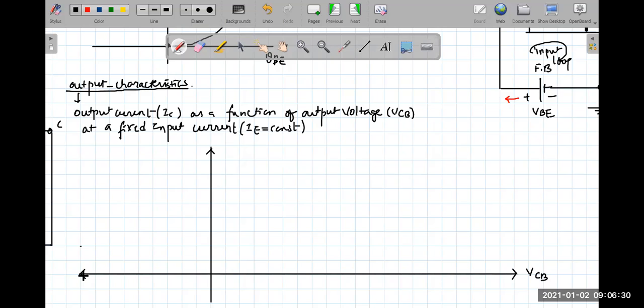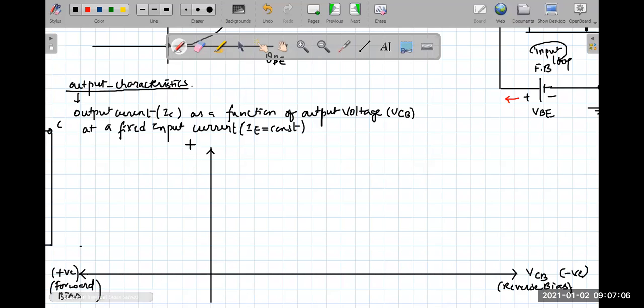Actually, the reverse bias voltage must be on the left side, and forward bias voltage must be on the right side. But here we have purposefully flipped it for our understanding, because we are right-handers: reverse bias we plot on the right, and forward bias on the left. Forward bias means positive volts, and reverse bias means negative voltage, on the left side. That's a major alteration which we are doing.